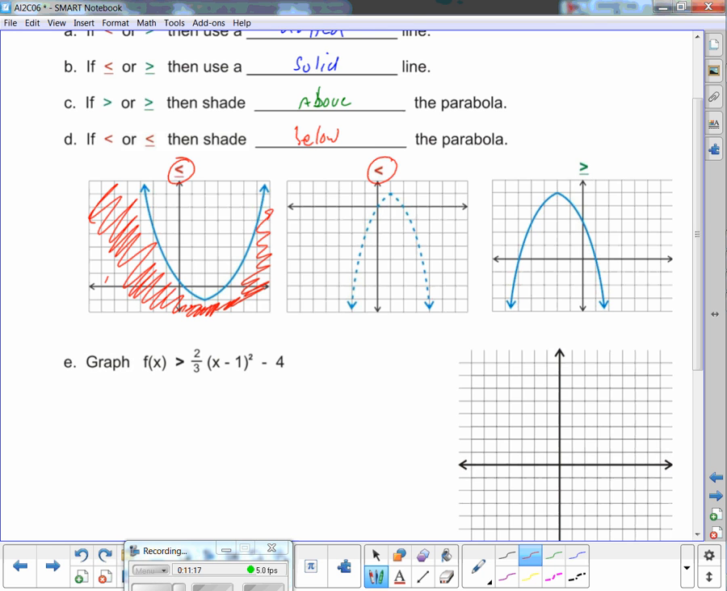In the second example, you're just less than. So that's why our line was dotted. And again, where do you see less than? In this case, you're inside because it's a max.